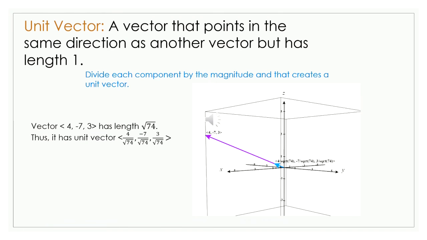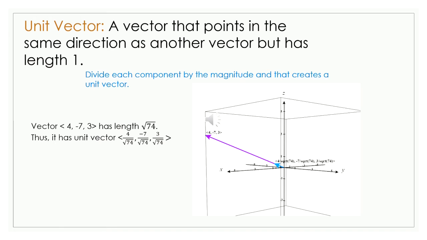The word unit attached to something in a mathematical sense means that it involves the length 1. So the unit circle is a circle whose radius is 1. A unit vector is a vector whose length is 1. Every vector has a unit vector: a vector that points in the same direction but has length 1.